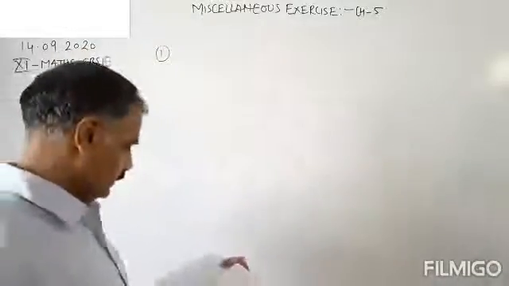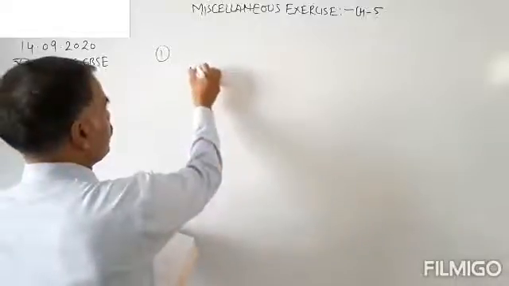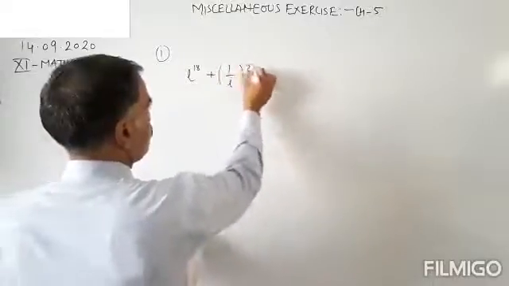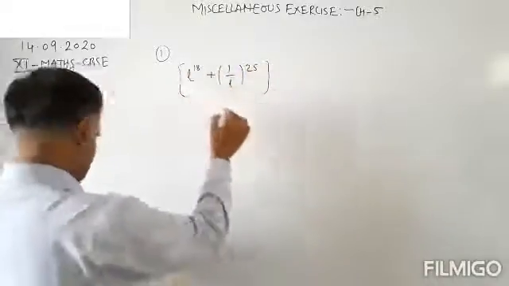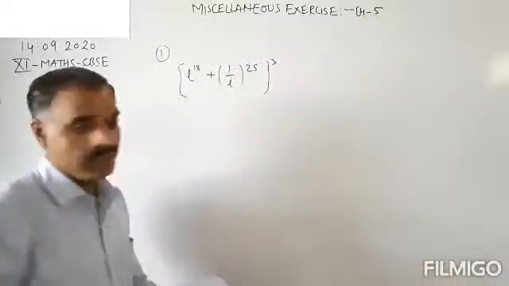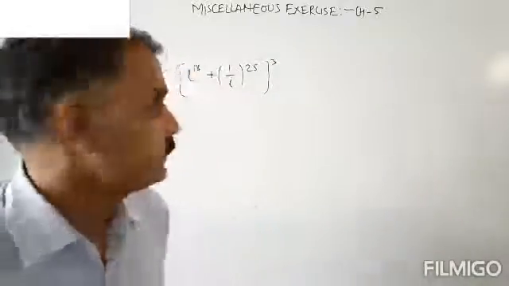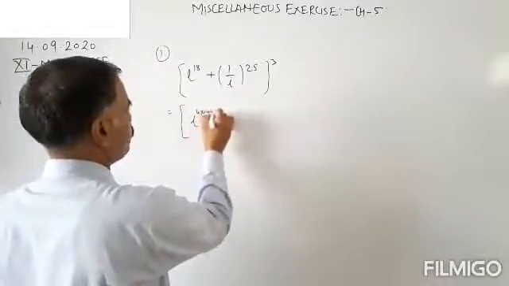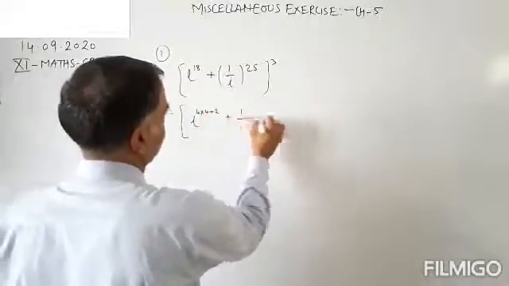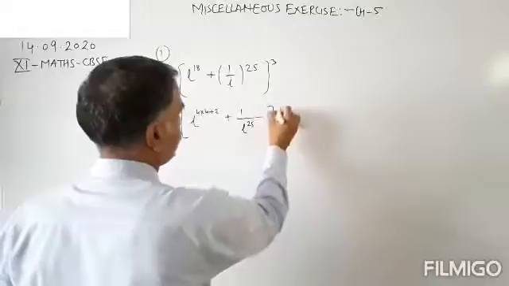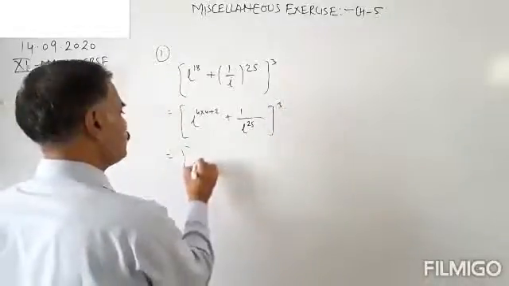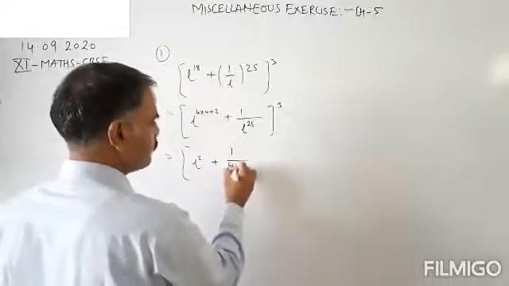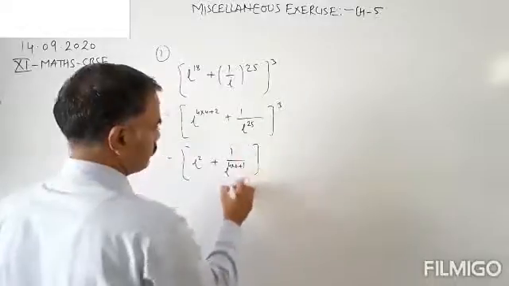Question number 1 is: evaluate (iota to the power 18 plus 1 upon iota to the power 25) whole power 3. We have to evaluate this. So this is equals to iota to the power 18, which can be written as 4 into 4 plus 2, plus 1 upon iota to the power 25, whole power 3. And this is equals to iota to the power 2 plus, this can be written as iota to the power 4 into 6 plus 1.